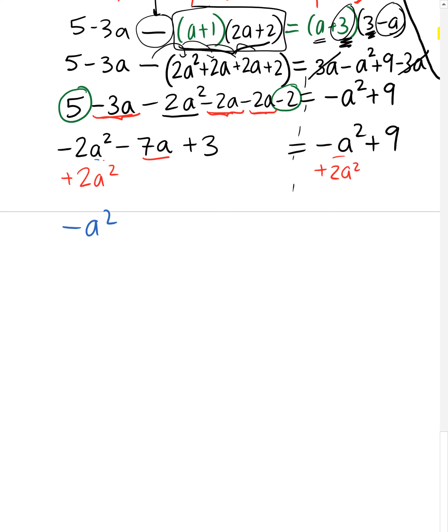And now if I add those guys together, what's that? Negative a squared and 2a squared is 1a squared. That's positive, so that's how I know I'm moving it the right direction. Alright, so I moved him over. I also have to move the 7a over. Since it's negative, I'll add it.